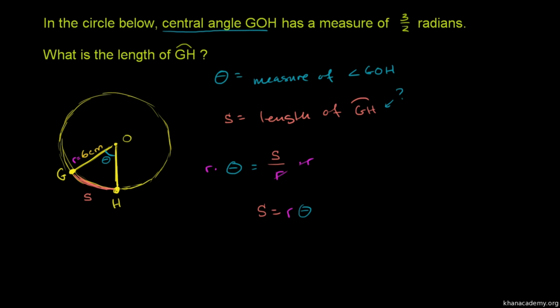So what else do we know? Well, we know the radius is 6 centimeters. We multiply that times the angle in radians, which is 3 halves radians. So S is equal to 6 centimeters times 3 halves. This is going to be equal to 6 times 3 is 18 divided by 2 is 9. It's going to be equal to 9 centimeters. And we are done.